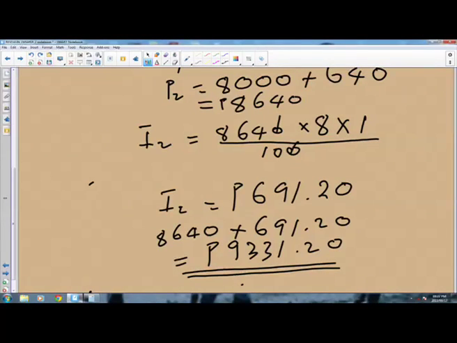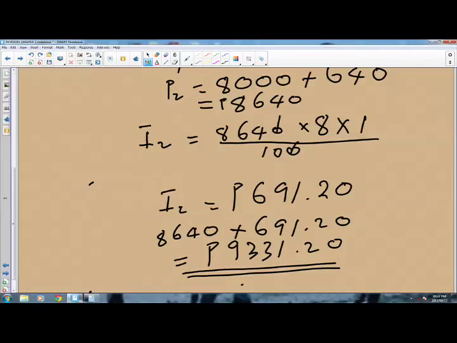All that you need to do is to find the interest for the first year. Then after that, find the principal for the second year. In this case, it is the interest of the first year plus the original principal. Then find the interest for the second year. Then we add the interest of the second year to the principal of the beginning of the second year. And according to this question, we got 9,331 pula 20 tebe. This is how we work it out.